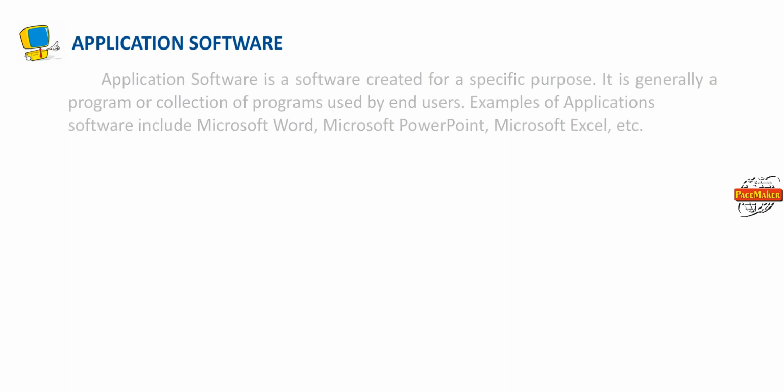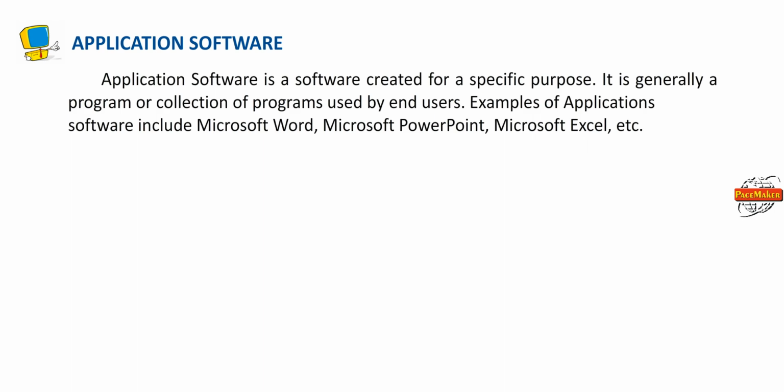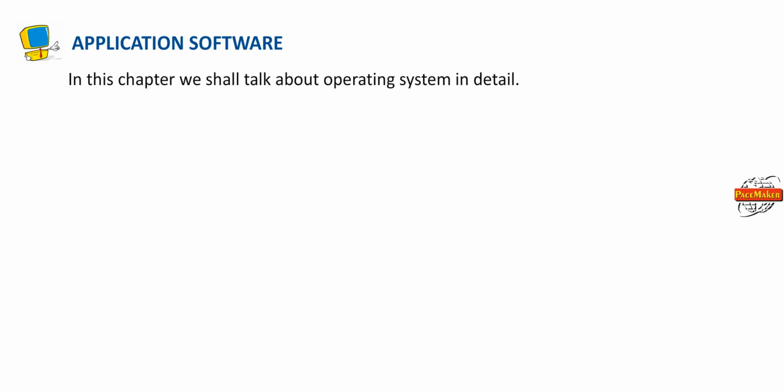Application software. Application software is software created for a specific purpose. It is generally a program or collection of programs used by end users. Examples of application software include Microsoft Word, Microsoft PowerPoint, Microsoft Excel, etc. In this chapter, we shall talk about operating systems in detail.